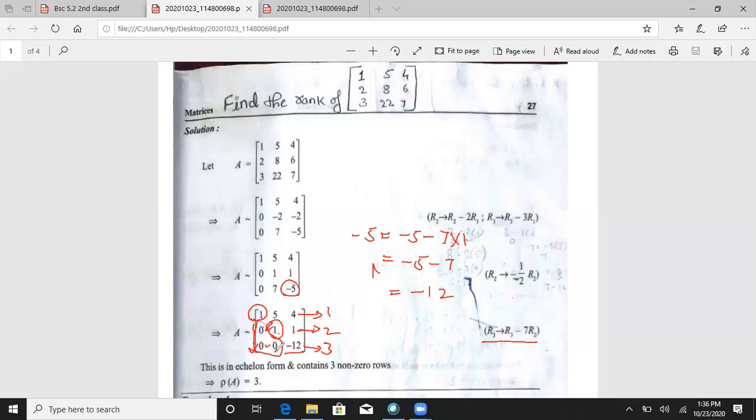This is the 5-mark question. Suppose it asks to find the rank and echelon form. Next, come to the next example, that is echelon form. Next example.